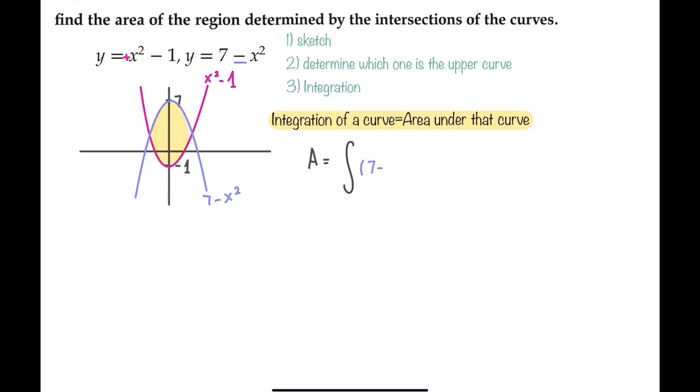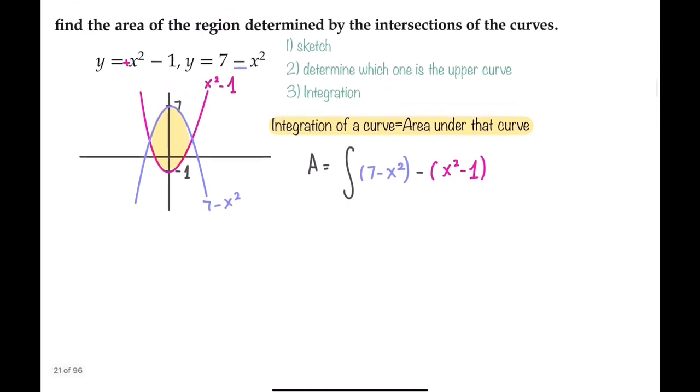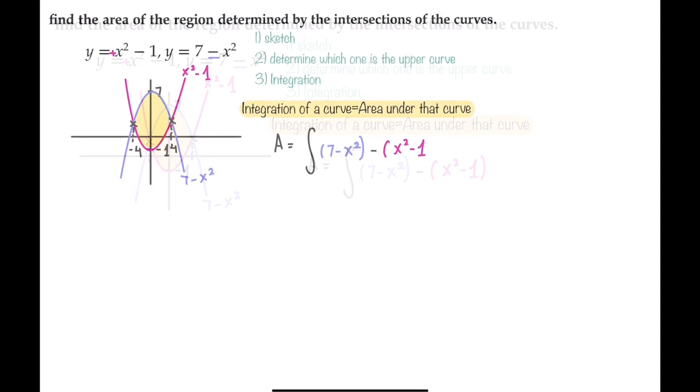So let's start plotting these. So 7 minus x squared, minus x squared minus 1. So now to find the area we need intervals, and as we can see, the intersection of these two curves are the intervals that this area starts and ends at. So to find these intervals, we will set these two equations equal to each other.